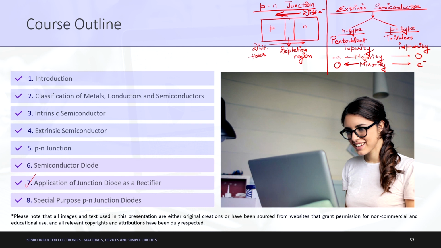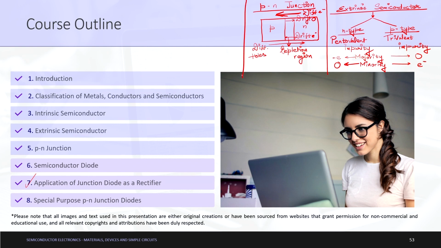Then the next thing is this is your drift current, and here this is also your drift current. Drift current here would be for holes and here the drift current will be for electrons. That is how this takes place, and the p-n junction is completed.